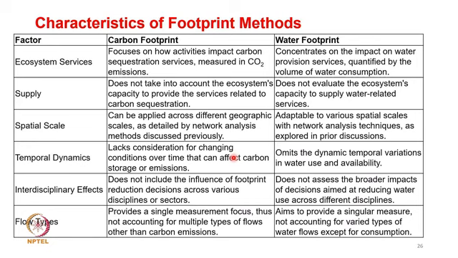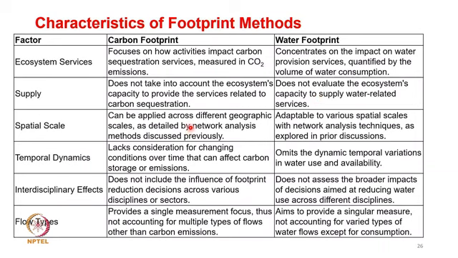Okay, so now let's compare the carbon footprint and water footprint on a slightly larger scale. So, how are they affecting ecosystem services? Carbon footprint focuses on how the activities impact carbon sequestration and is measured in CO2 emission, and water footprint concentrates on the impact on water-related ecosystem services, of course quantified by the volume of the water consumption. And on supply, carbon footprint doesn't take care of the ecosystem capacity to provide the services related to carbon sequestration, and it does not evaluate ecosystem capacity to supply water related services.